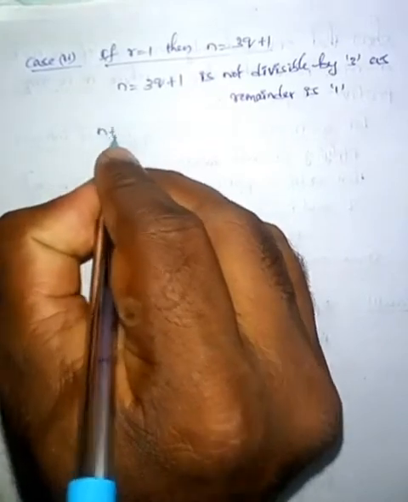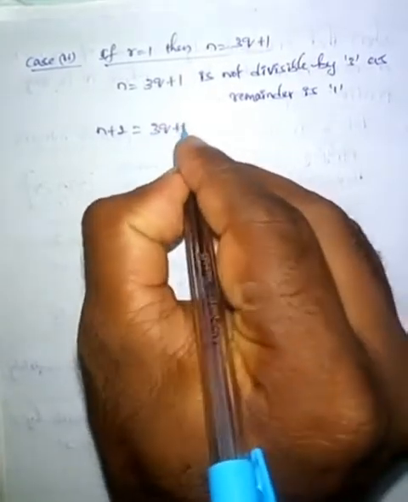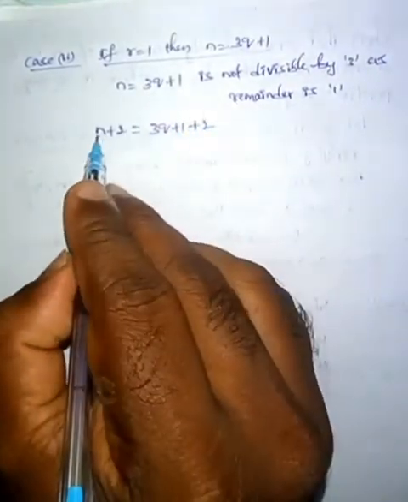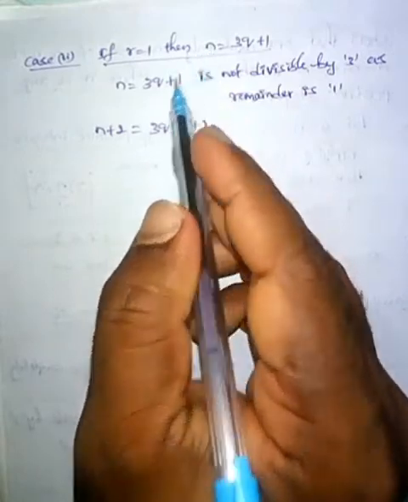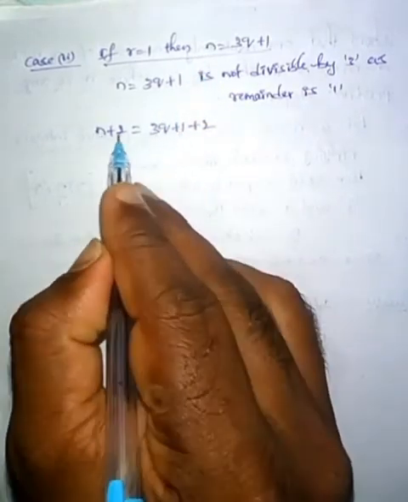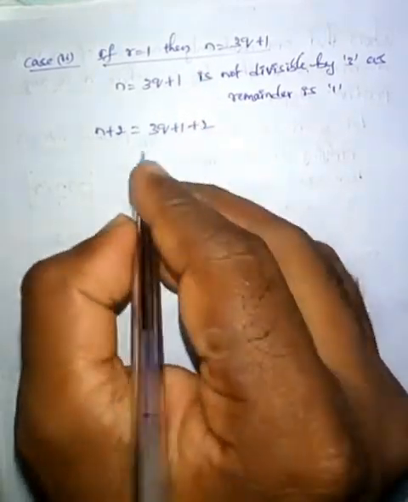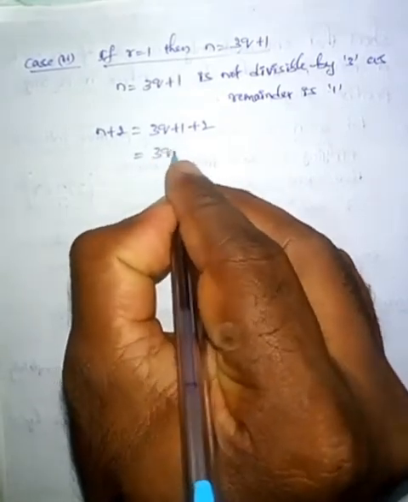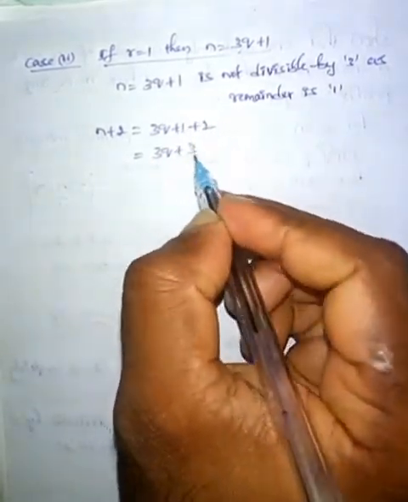So what will be the value of n plus 2? Now coming to the n plus 2. Here n is 3q plus 1. So what will be the n plus 2? That is 3q plus 1 plus 2. Substitute n equal to 3q plus 1 in the place of n. So this is 3q plus 3, since 1 plus 2 equal to 3.